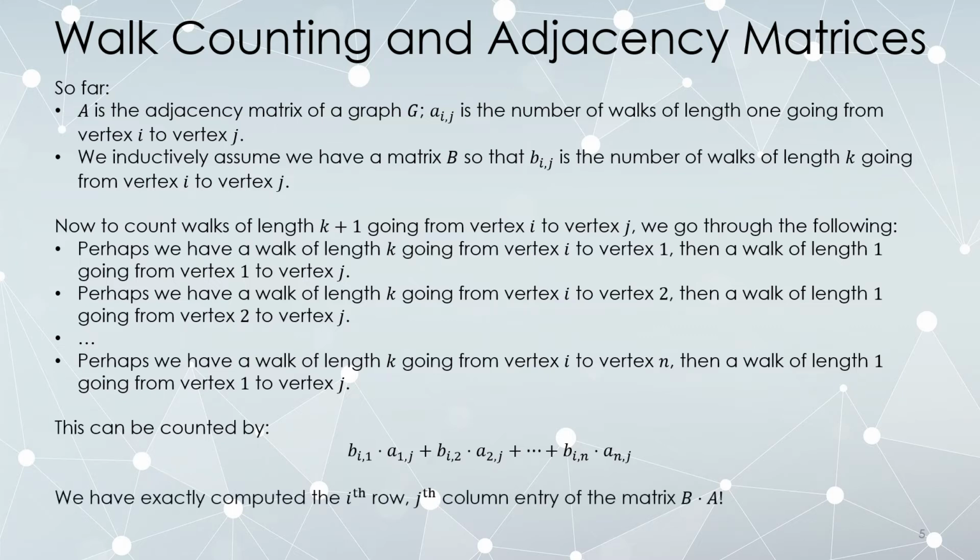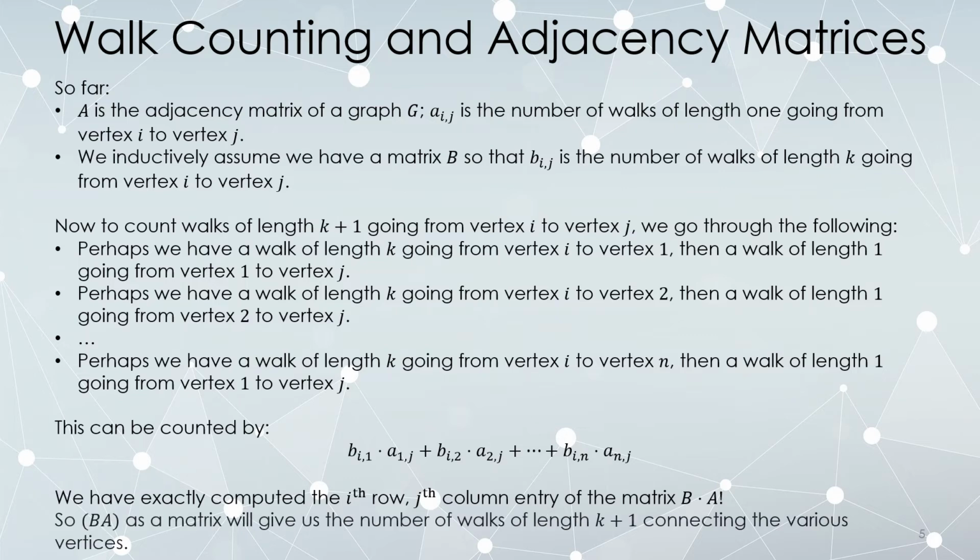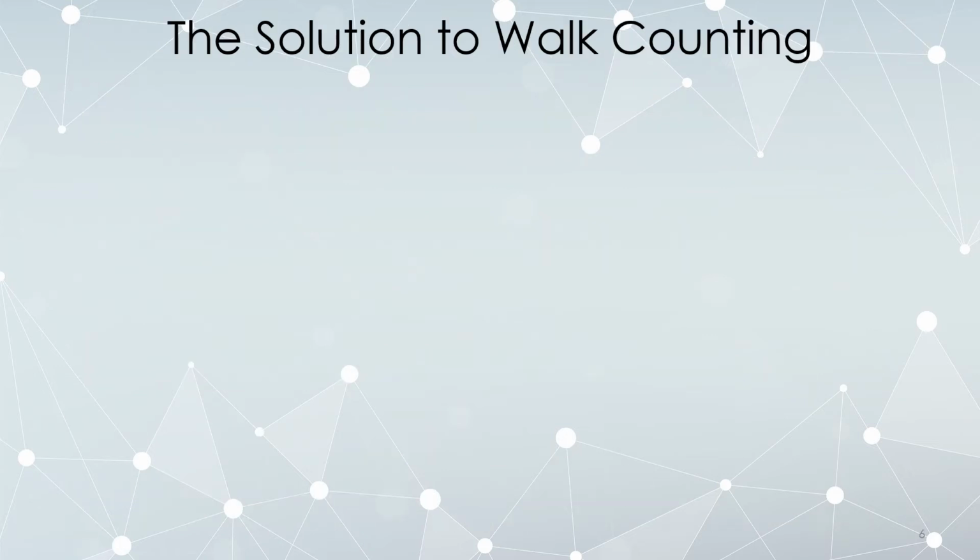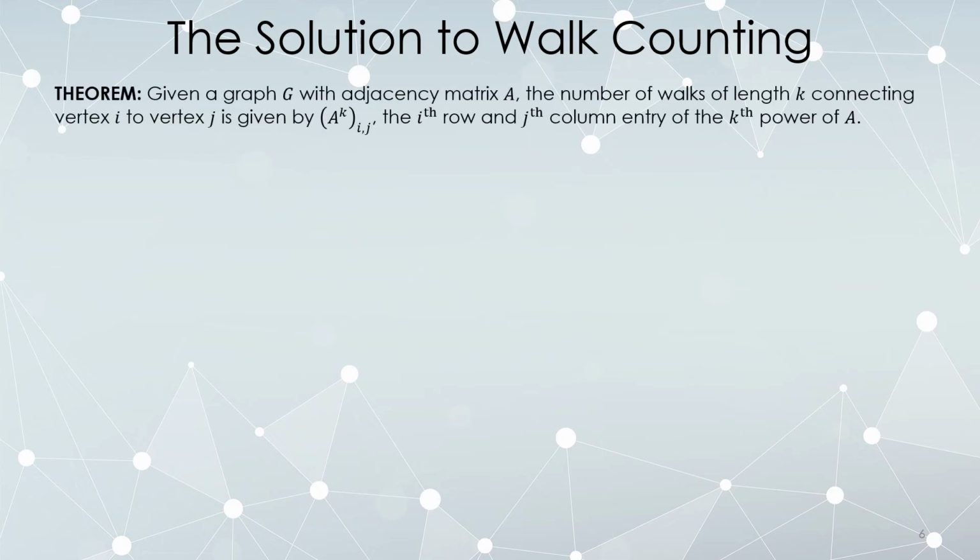But what we've exactly done with this sum is computed the ith row and jth column of the product matrix B times A. Therefore, B times A as a matrix will give us exactly how many walks of length k plus 1 go between various vertices. So here we have the solution to our walk counting problem. Given a graph G with adjacency matrix A, the number of walks of length k connecting vertex i to vertex j is given by the entries of the kth power of the adjacency matrix.